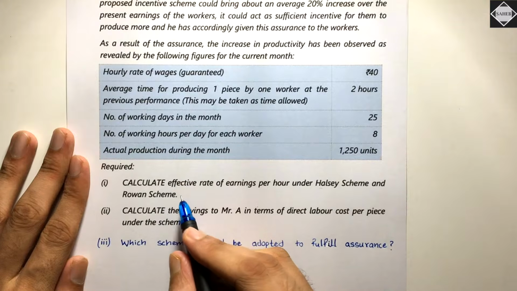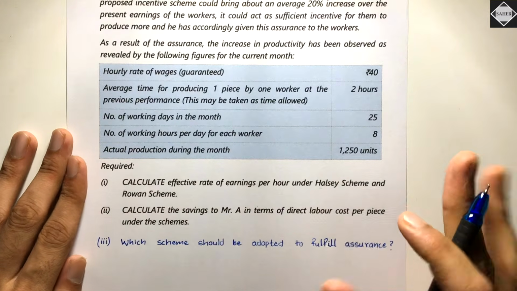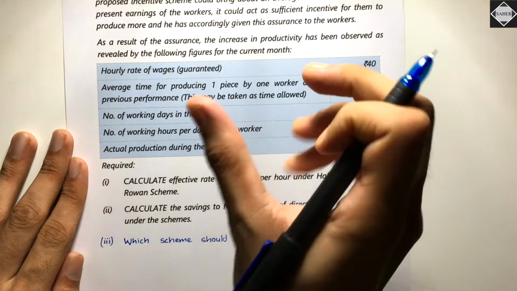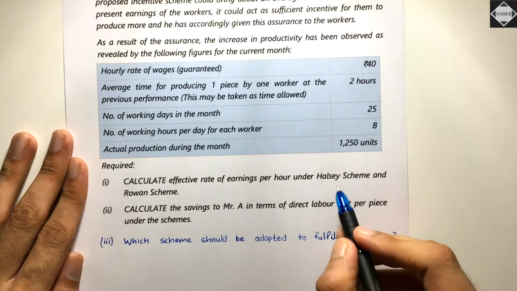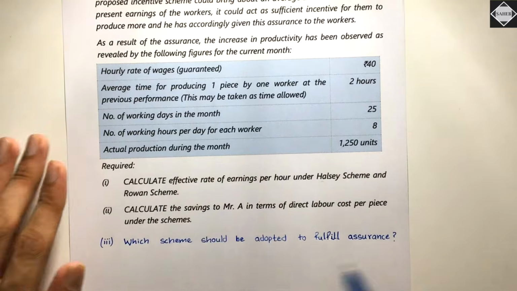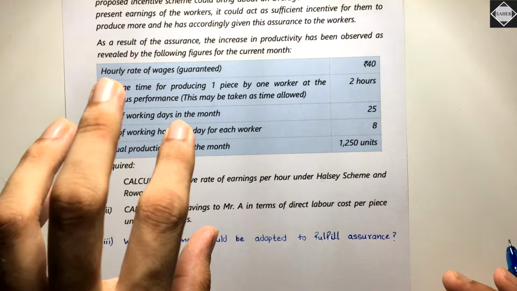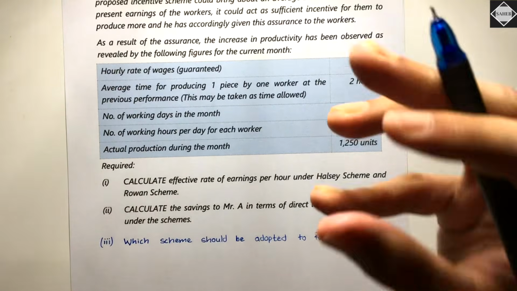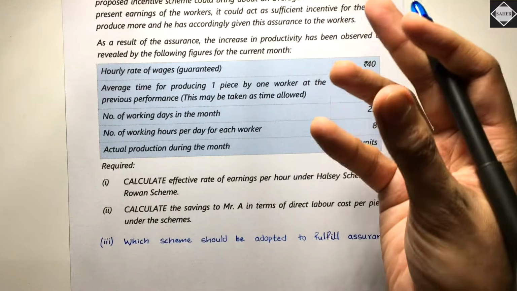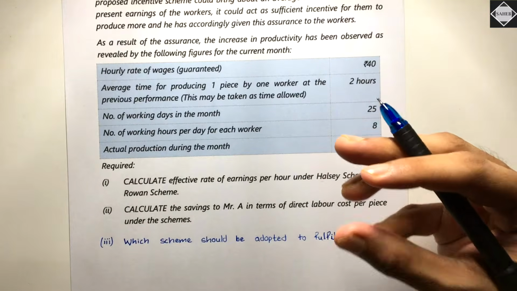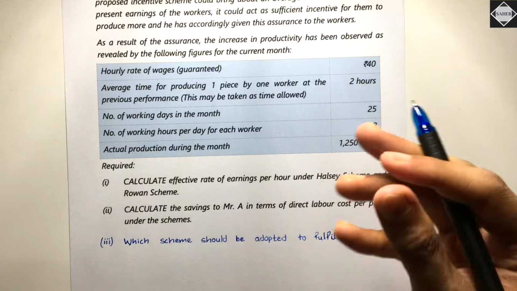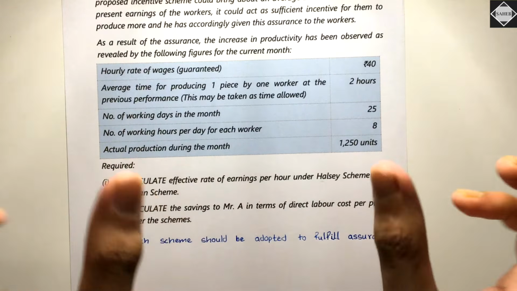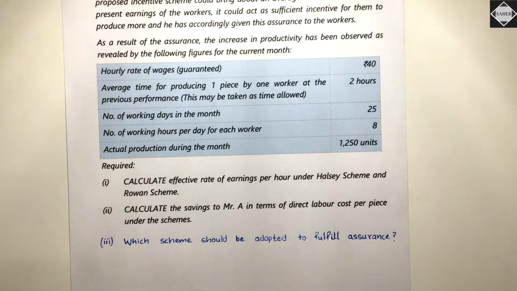How do we calculate effective rate of earnings? It's really simple. Total earnings divided by time taken. They are saying Halsey and Rowan. So first you need Halsey earnings, and then calculate the effective rate of earnings under Halsey, and then calculate Rowan earnings with the Rowan formula, and then calculate the effective rate of earnings under Rowan scheme. Fine. So two total earnings you will have. Time taken will be same only. Divide by time taken, you will get that. Okay, don't worry, I will show you how to do it.